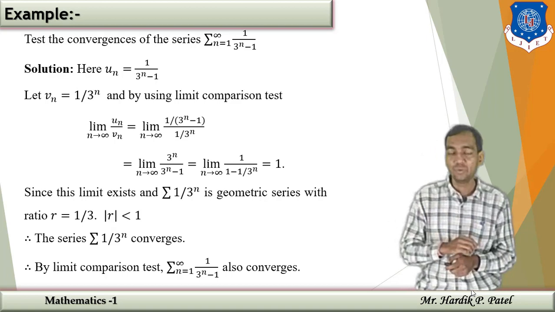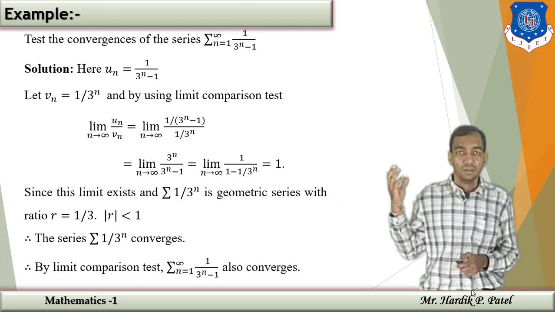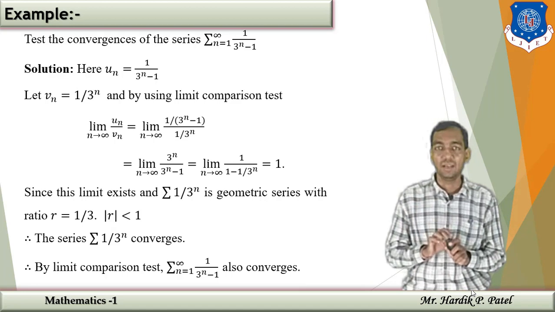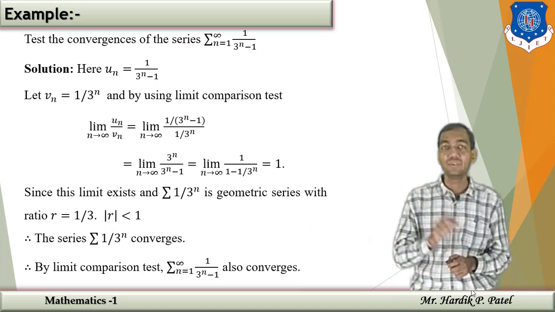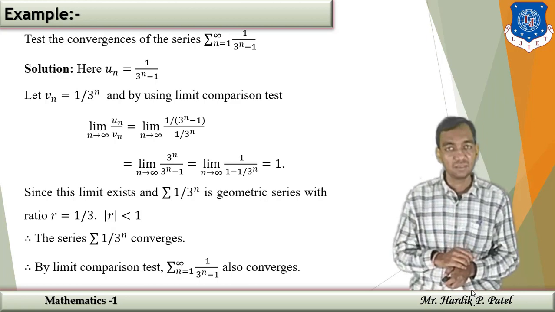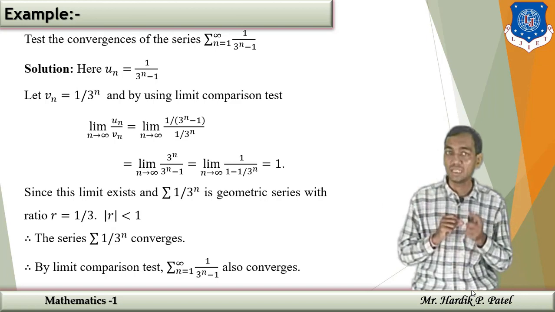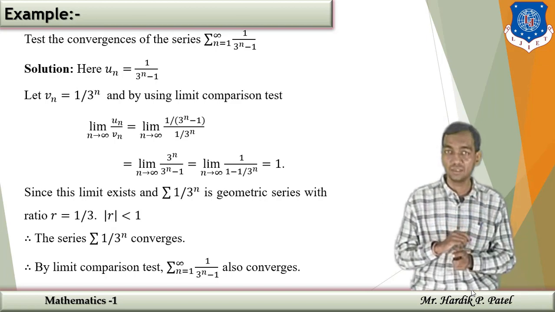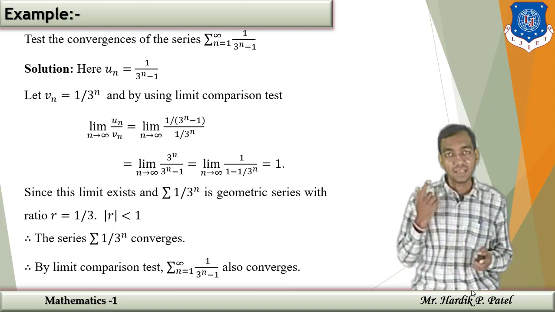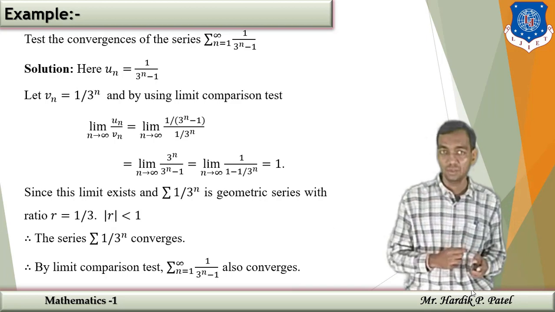Correct? Now applying limit un upon Vn and simplifying will give you limit 1, correct? And since you have limit 1, it is non-zero and finite. Now sigma Vn is 1 upon 3 raised to n, a geometric series with ratio 1 by 3, so mod r is less than 1, and the geometric series is convergent. Since sigma Vn is convergent, by the limit comparison test your sigma Un is also convergent. Correct?